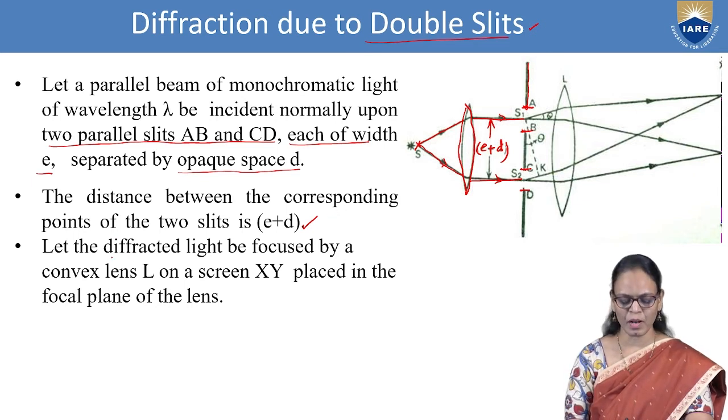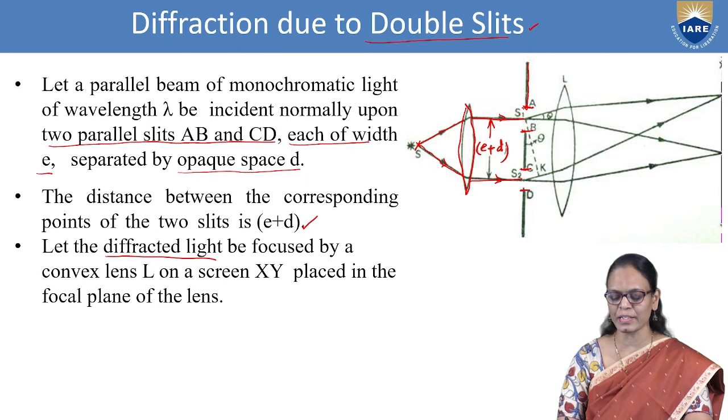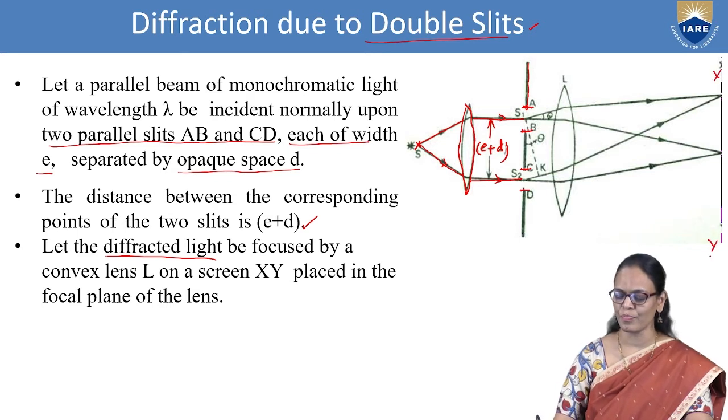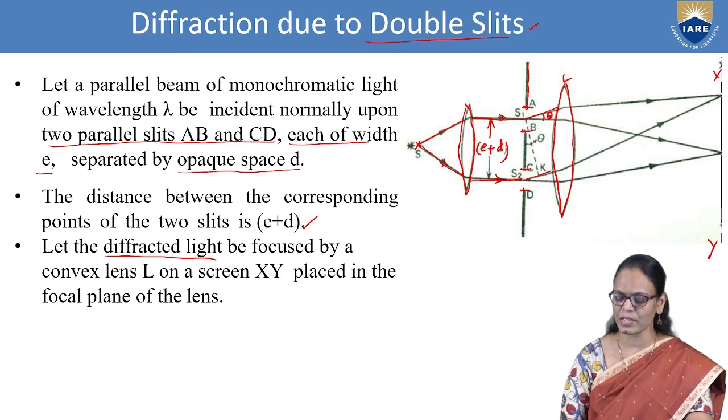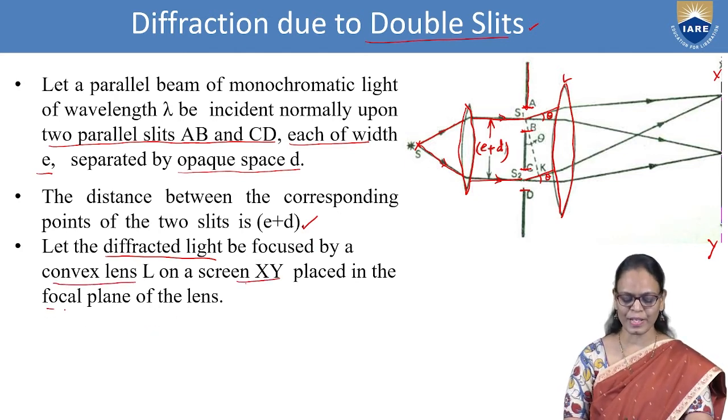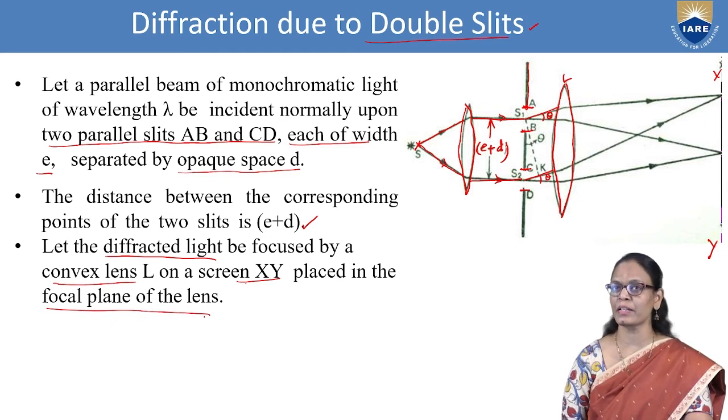Now the diffracted light, because whenever light falls on a slit, it bends around the corner of the obstacle because of diffraction. So now the diffracted light is focused onto the screen XY with the help of a lens L. This is the diffracted beam which is bending at an angle theta. There is diffraction due to the slit here, and here also there is diffraction due to the slit. The diffracted light is focused with the help of a convex lens on the screen XY placed in the focal plane.